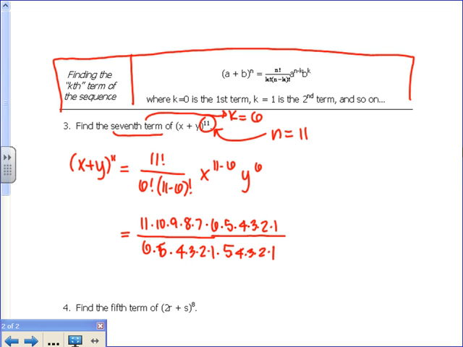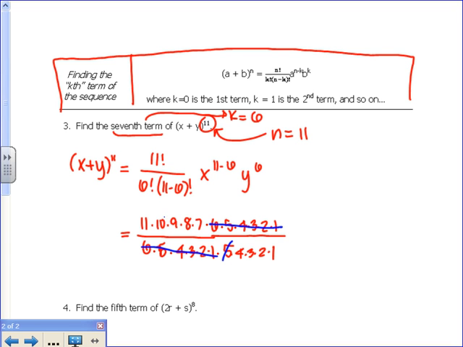Now what I see right away is on top I have 6 through 1, and on the bottom I have 6 through 1. You can cancel those off. That's what I was going to do with that little shortcut, that I could have just avoided writing 6 factorial by taking away the 6 factorial on top. A little bit of a shortcut you can take the next time. And then let's cancel some more.